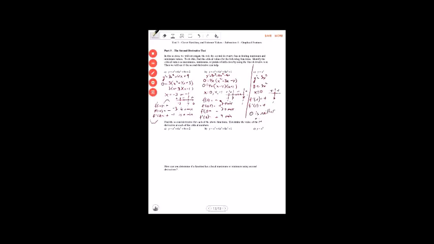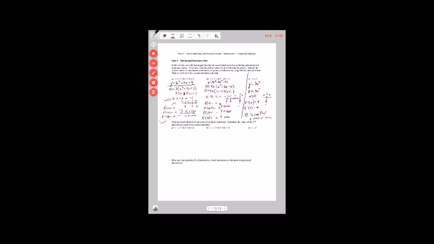Zero is neither a max nor a min. Now, for the next part, we're going to use the second derivative and see if that can help us. We're going to cheat a little bit because we've already taken the first derivative. So for the second derivative, we just look up at the first derivative and take the derivative of that. That's going to be 6x plus 12.